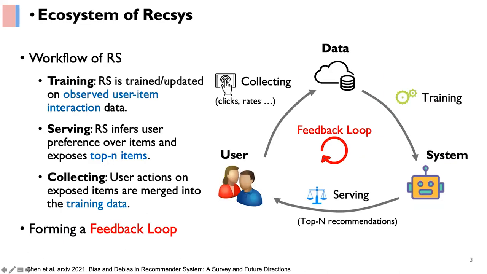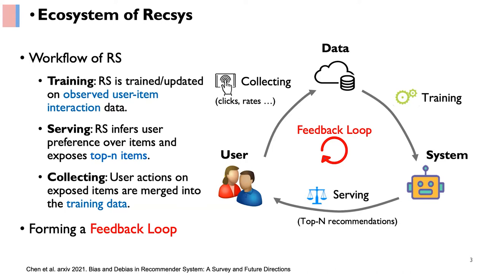Most current recommender systems follow a workflow with three main steps. The first step is training a recommender model from the observed user-item interaction data. Taking the click requests on an e-commerce platform as an example, we use the historical click behaviors of users on products to train a recommender model.